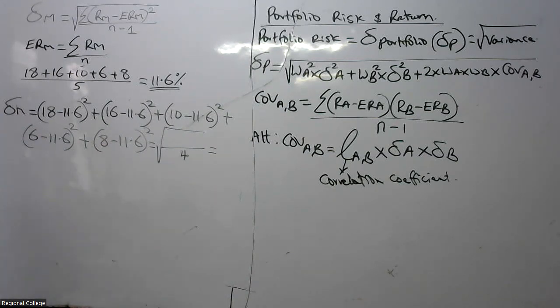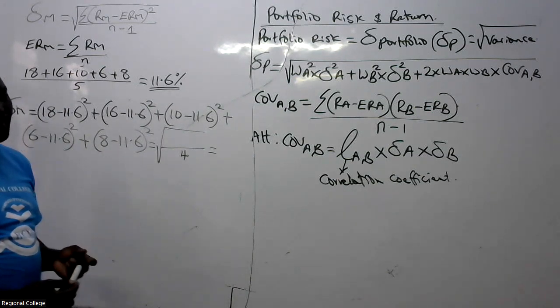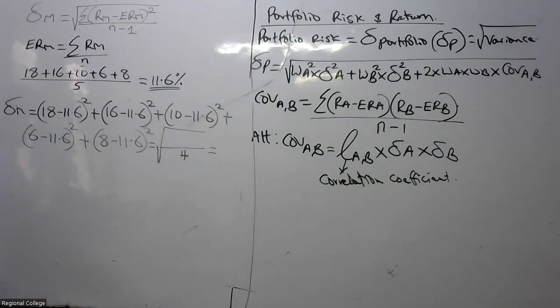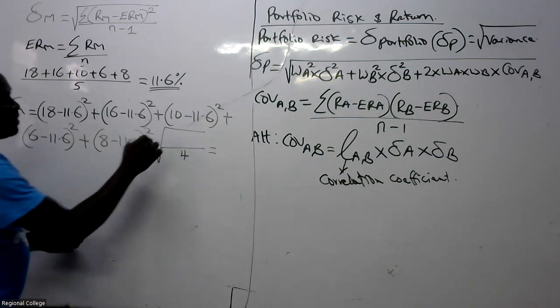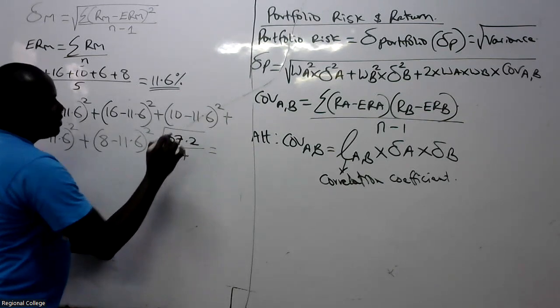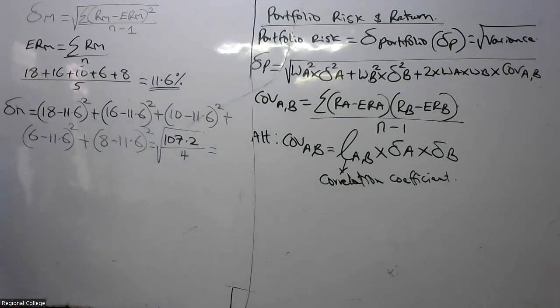I avoid pressing it every time. So close squared, plus open 8 minus answer, close squared. How much is your equals? We get how much, as long as it's not a syntax error. 107.2. So divide by 4 and get the square root. The square root of your answer.